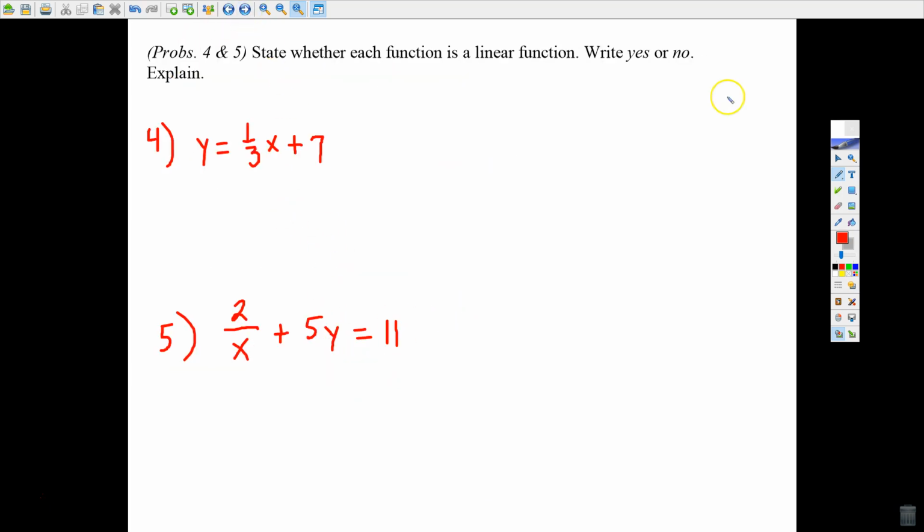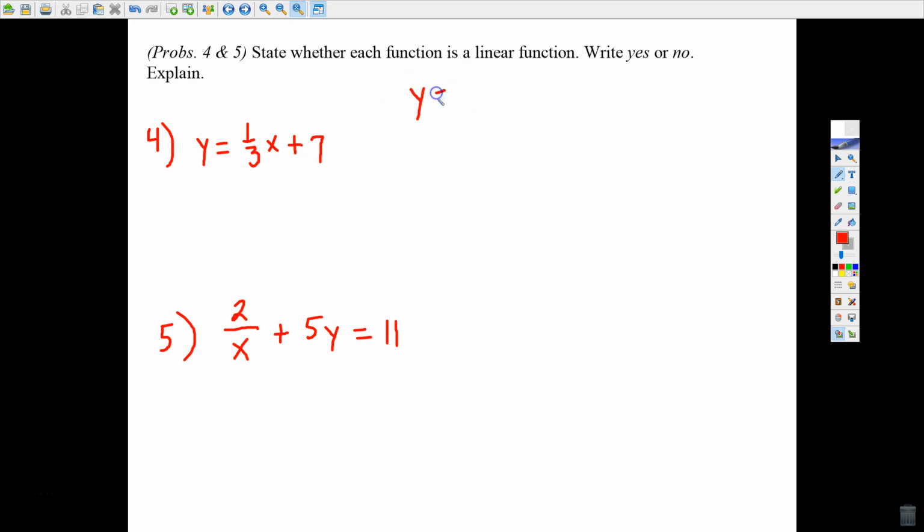All right, so numbers 4 and 5. What makes a function a linear function? Well, number one, our variable x has to be to the first power. And other things that have to be true, we cannot have any negative exponents for x. It has to be strictly x to the first. So any other exponent besides x to the first for x makes it not linear.